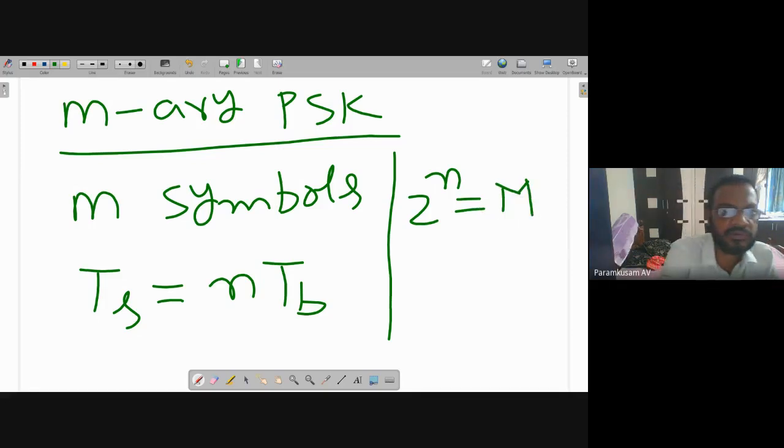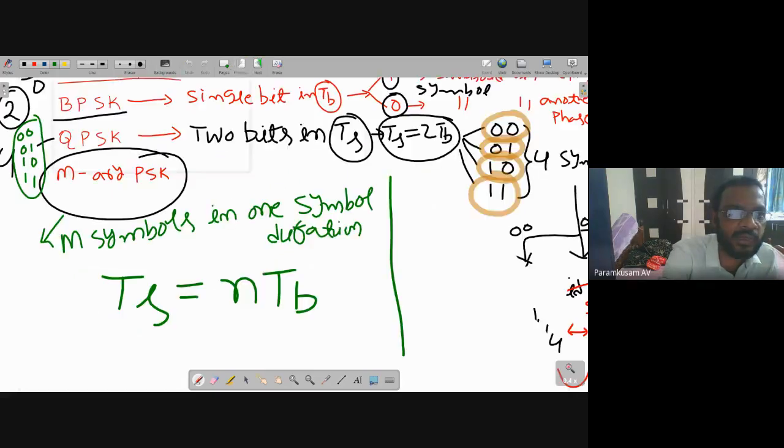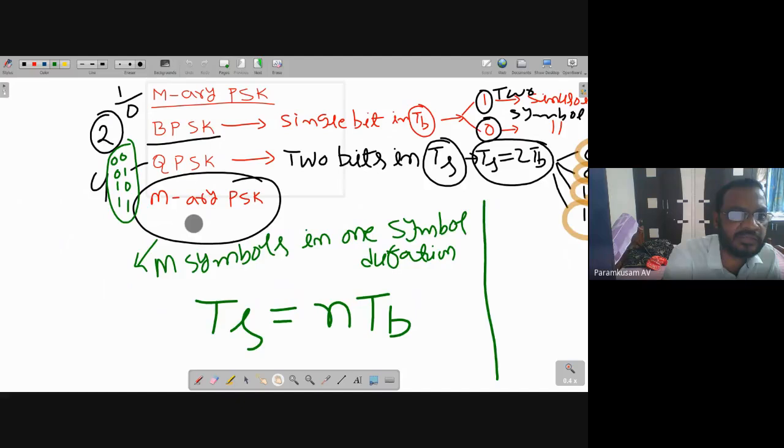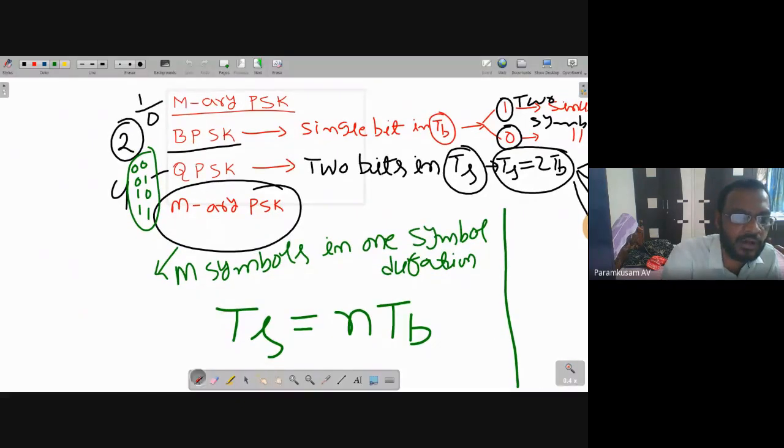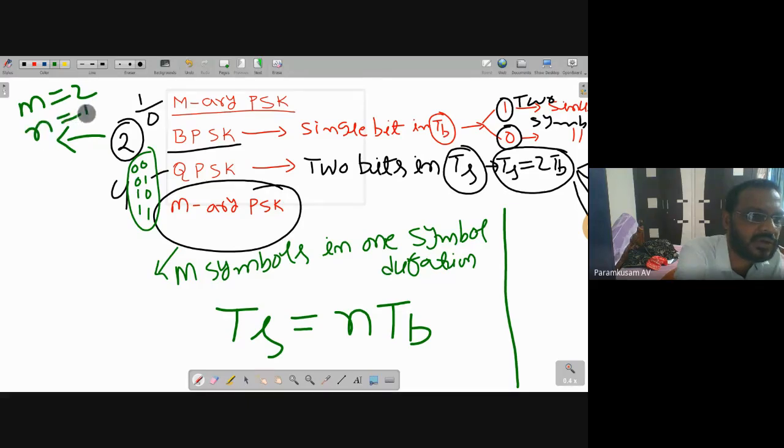For example, in BPSK, how many symbols do you transmit? 2 symbols. So M is equal to 2. How many bits are transmitted in any bit interval, bit duration? 1 bit. So N is equal to 1. So 2 to the power of 1 is equal to 2.